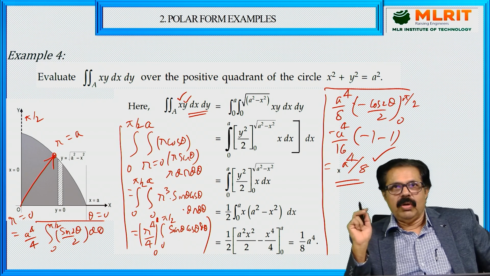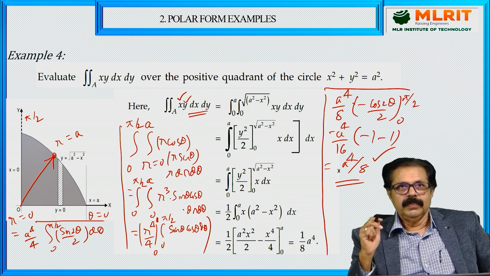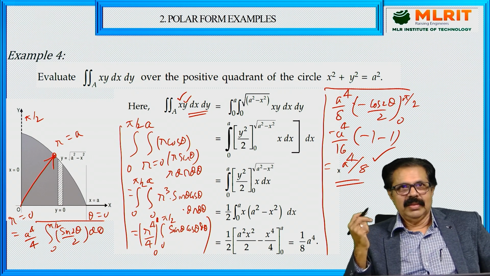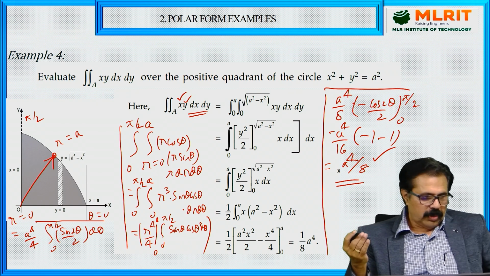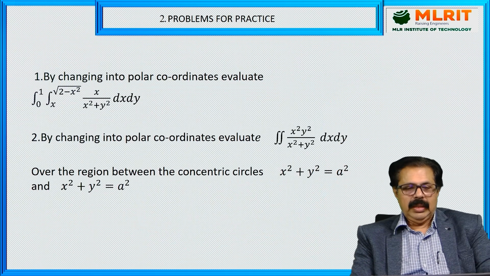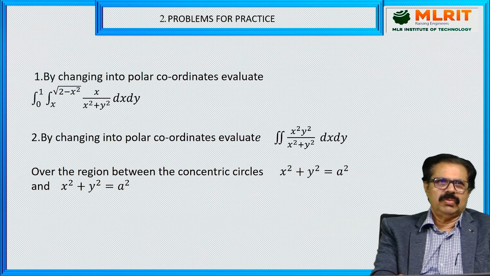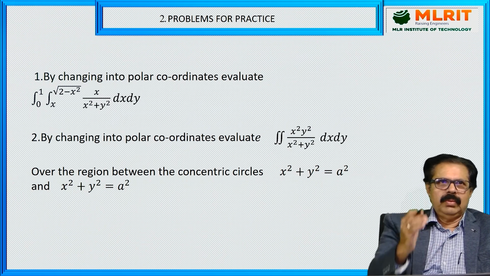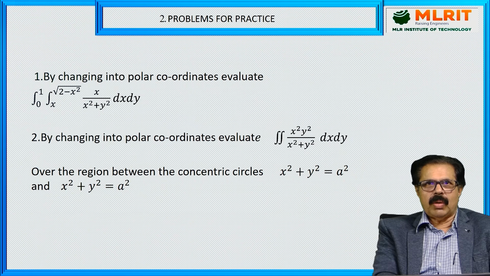So in this example we have shown both methods, directly by the Cartesian method and then by polar form. Sometimes you can do it like that, but for a circular region it is always desirable to convert into polar form. Now next I have given some problems for practice, not many, but 1 or 2. By changing into polar coordinates, evaluate problem number 1, where the integrand is x upon x square plus y square. Problem number 2, the integrand is x square y square by x square plus y square.